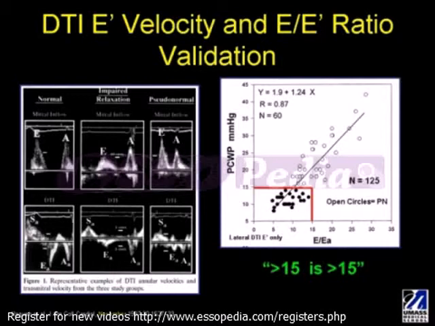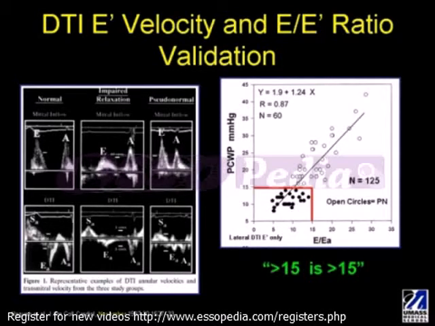Now, to the right, in the linear regression equation, you can see there was an excellent correlation between invasively measured pulmonary capillary wedge pressure and the E to E prime ratio. And if you draw a line, as I did, across from the y-axis and vertical from the x-axis, you see that the E to E prime ratio of 15 meets the pressure of 15 millimeters of mercury. Hence, greater than 15 is greater than 15.